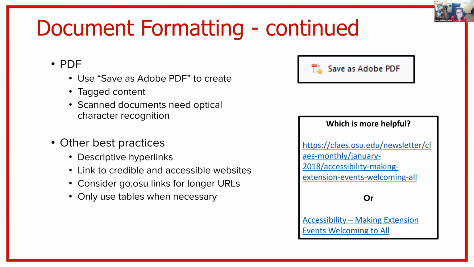Other best practices to think about, whether you're creating a Word document, a PowerPoint, or a PDF: descriptive hyperlinks. I have an example of this on the right. So https://cfas.osu.edu, and so on, all the way through. Or a clickable link that says "Accessibility: making extension events welcoming to all." If you wouldn't mind typing in the chat box, which of those do you think is more helpful to a person that might be relying on a screen reader to help them navigate?